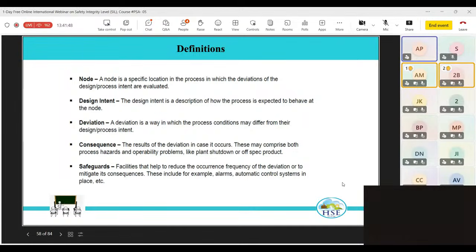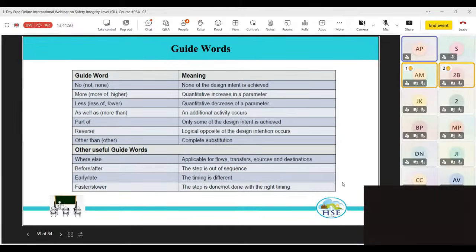Okay. Next one. Now, guide words. The discussions in the HAZOP session are conducted by using these guide words. These are standard guide words, and by using these guide words, we can control the discussion of the entire HAZOP session.